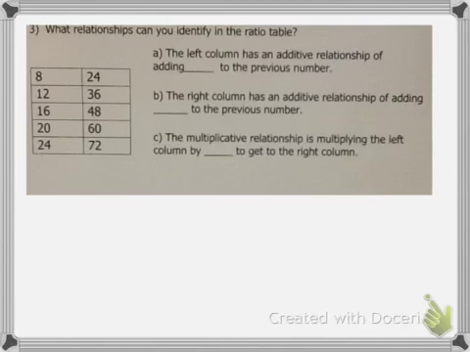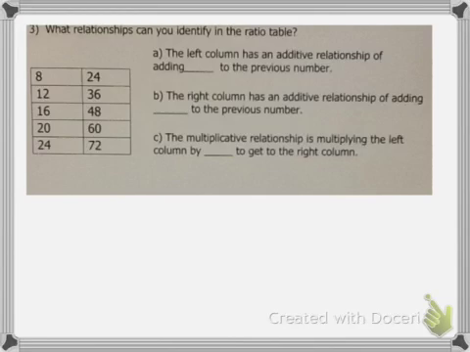Number 3, what relationships can you identify in the ratio table? A, the left column has an additive relationship of adding something to the previous number. B, the right column has an additive relationship of adding something to the previous number. And C, the multiplicative relationship is multiplying the left column by something to get to the right column. Pause the video right now to fill in those blanks, and then unpause it when you're done.